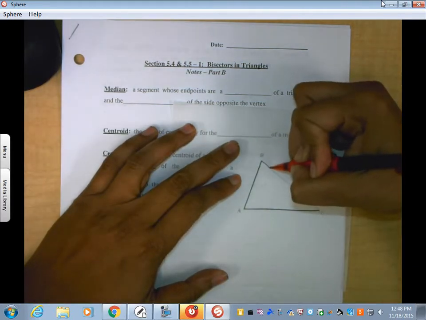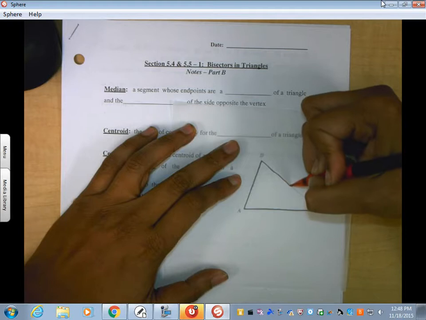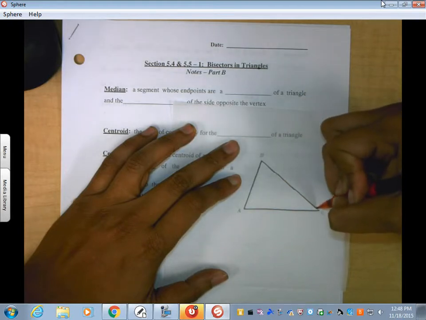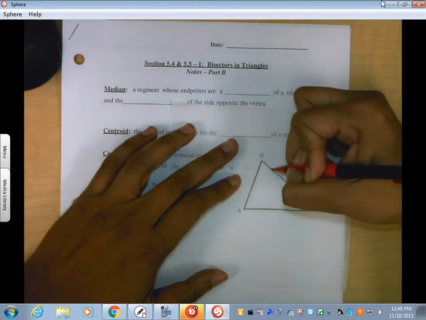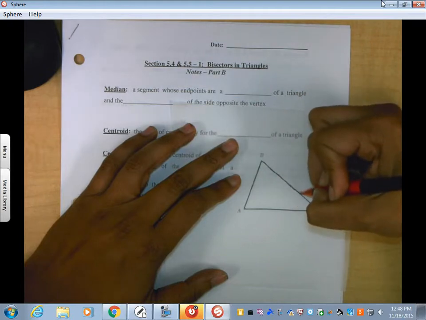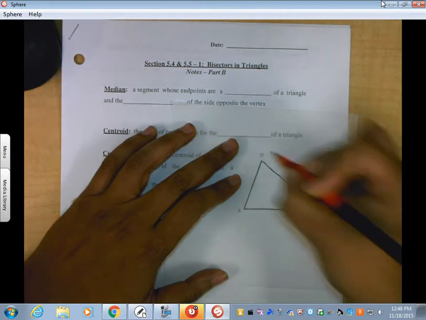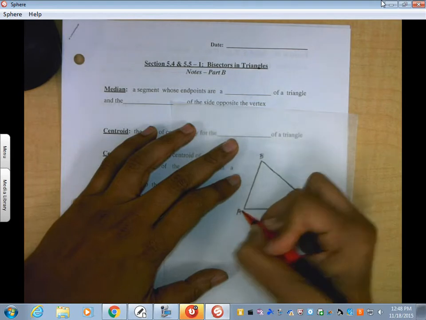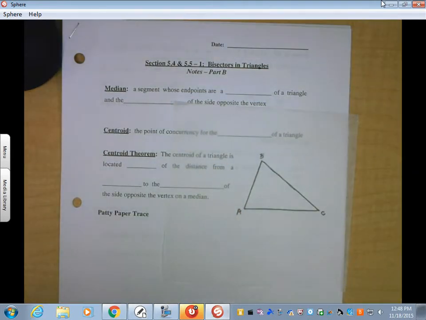I'm also going to make sure I label the vertices so I can see it. Mine is a little off here. Let's fix that. So C, B, and A. Alright, so for our construction and our discovery and observation, we're going to do median. So a median is just going to go through the midpoint.